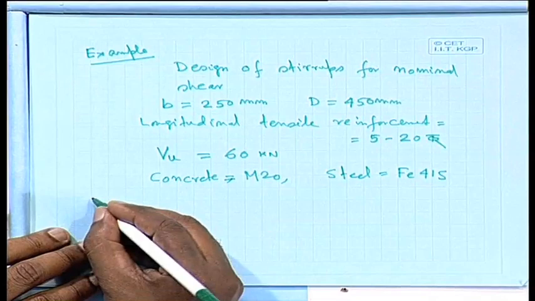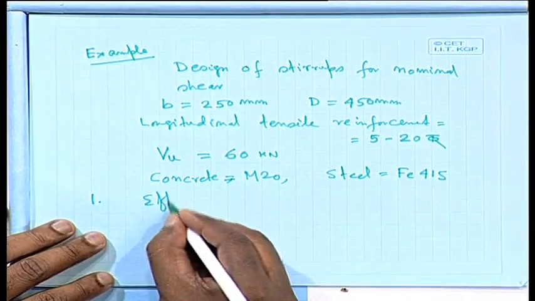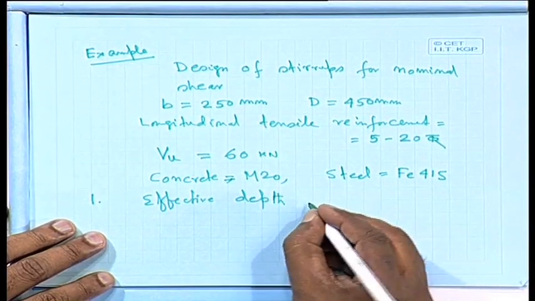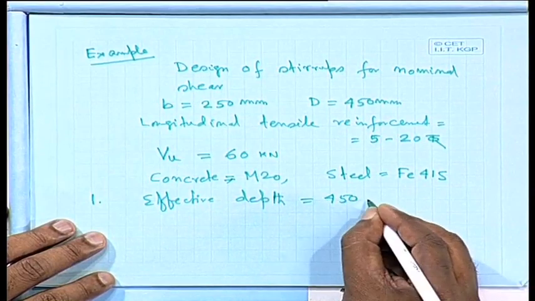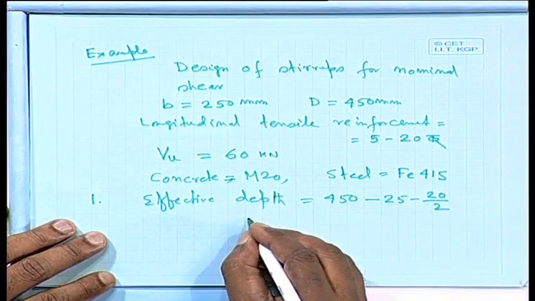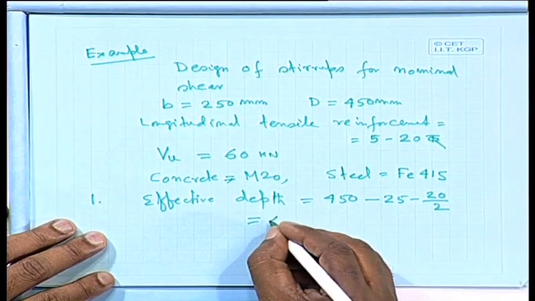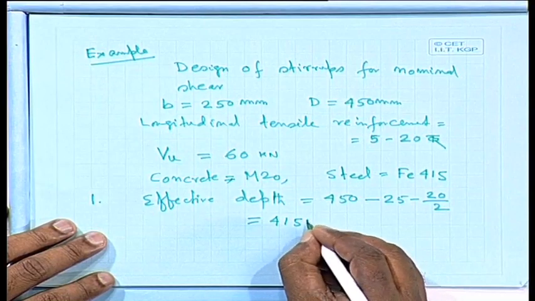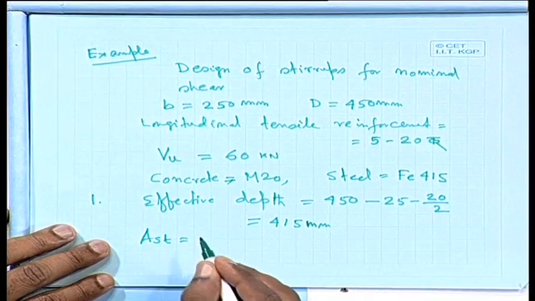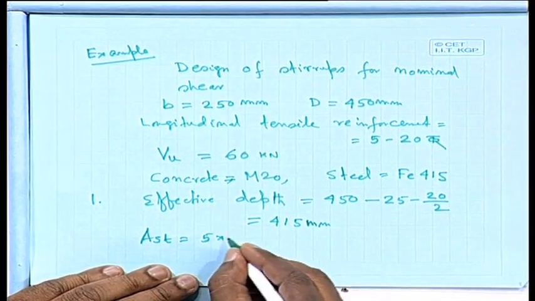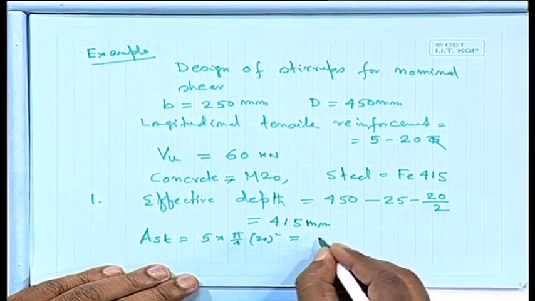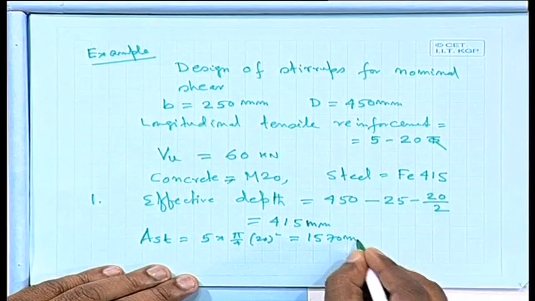Okay. So, what is the effective depth? Effective depth equal to 450 minus 25, the clear cover, minus 20 by 2, that is half of the diameter of the bar, which comes as 415 millimeter. Area of steel AST equal to 5 into pi by 4 20 square equals 1570 square millimeter.